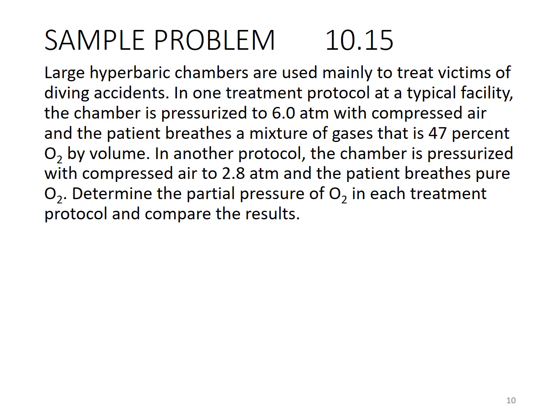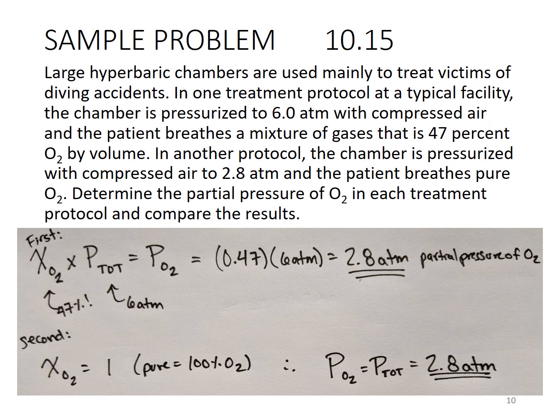All right, so for that first situation, we are given the molar ratio of oxygen, right? It's 47% oxygen. So we can just plug that in times the pressure total. We're at 6 atmospheres, and that will get us the partial pressure of oxygen gas. Okay, so we have 0.47 times 6 atmospheres. That's 2.8 atmospheres of partial pressure for oxygen. Secondly, for the second situation, it's pure oxygen. It's 100% oxygen. So our molar ratio for oxygen is 1. So our partial pressure of oxygen is our pressure total, which is 2.8 atmospheres.